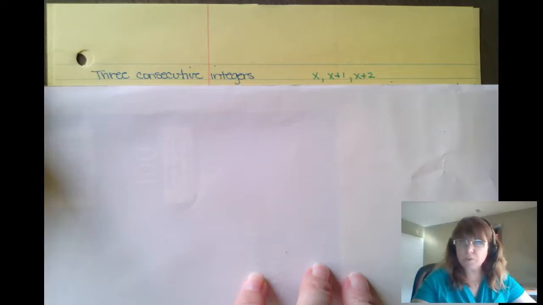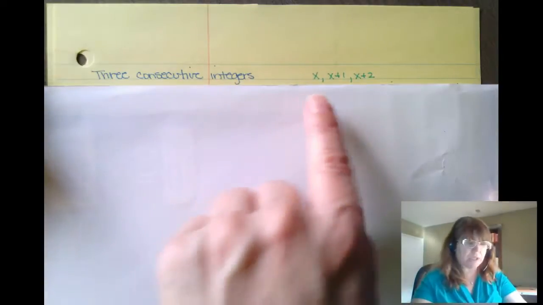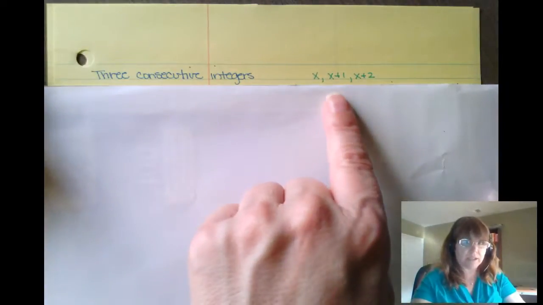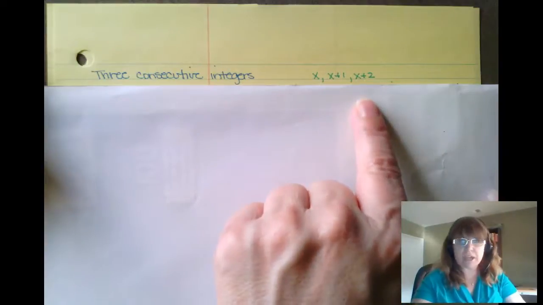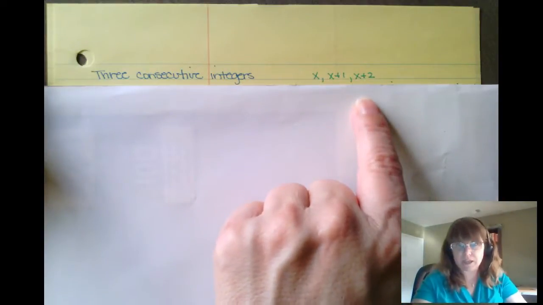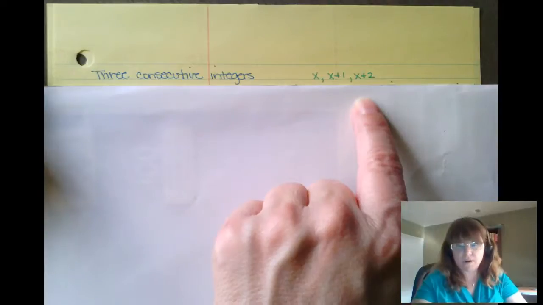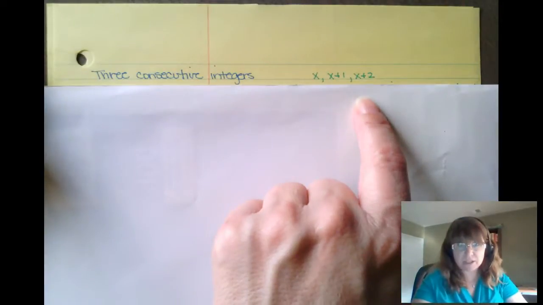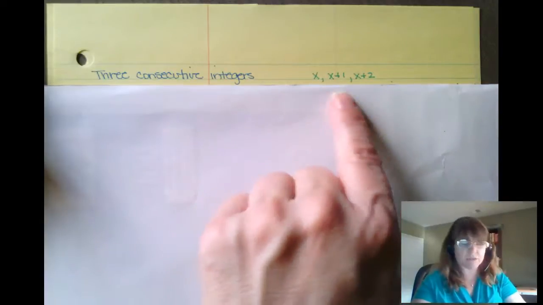But it doesn't just work with two consecutive integers or two consecutive odd or even integers. We can have 3, 4, 5. As long as you follow the same pattern, you'll be okay. So 3 consecutive integers would be x, x plus 1, x plus 2. So you can imagine if you have 4, it would be x plus 3. The next one, x plus 4. Next one, x plus 5. So you can figure out a whole string of consecutive integers by using x, x plus 1, x plus 2, x plus 3, and so forth.